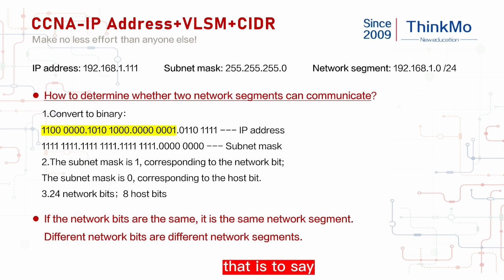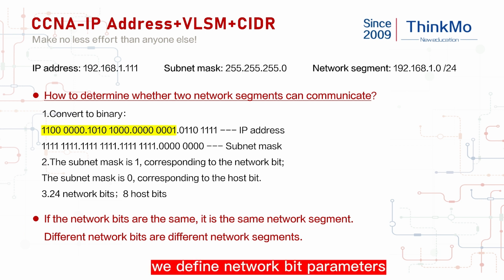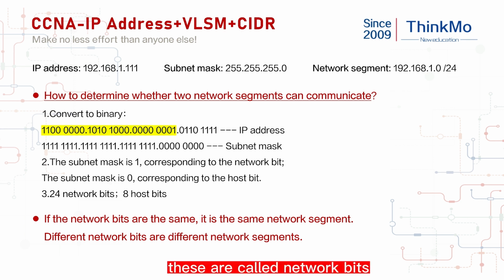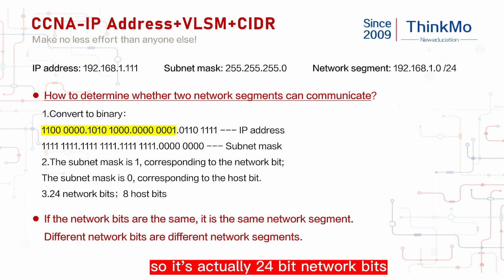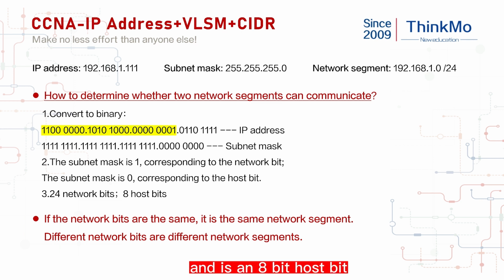That is to say, we define network bit parameters and host bit parameters. These are called network bits, because they correspond to 1. The latter is called the host bit, because it corresponds to 0. So, it's actually 24 network bits and 8 host bits.